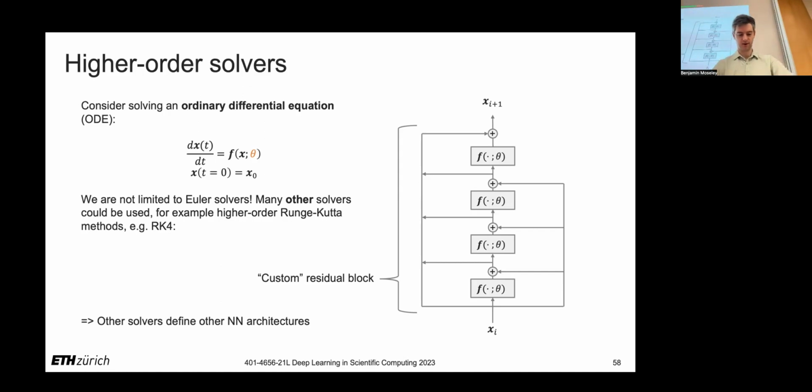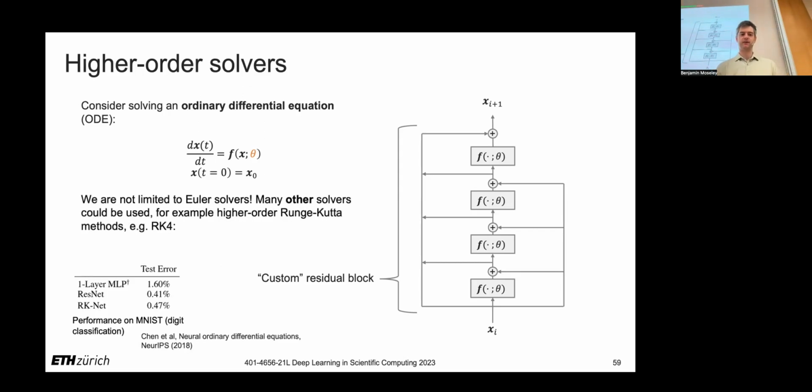Cool. So yeah, there's this very famous paper called Neural Ordinary Differential Equations, presented at NeurIPS, and they proposed exactly this bridge between ResNets, interpreting ResNets as Euler solvers and solving ordinary differential equations. They trained a standard fully connected network to classify these MNIST digits. They compared it to a ResNet, and then to this RK-net, which uses a Runge-Kutta solver to solve this underlying differential equation instead of an Euler solver.